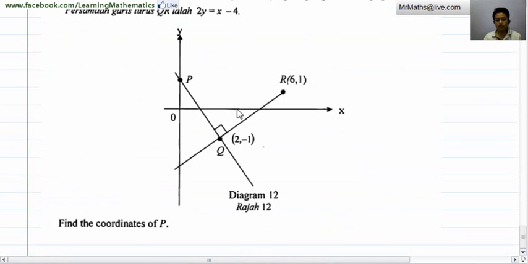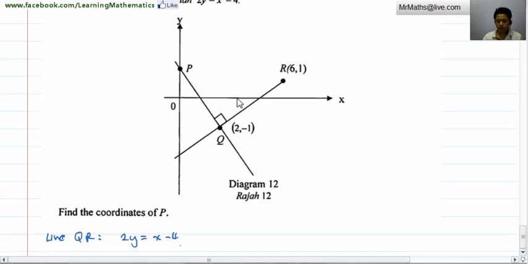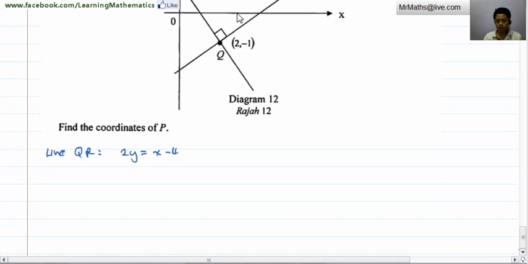So line QR is 2y equals x minus 4. Then this is actually y equals half x minus 2, because we just divide everything by 2, so that I can leave only a single y on the left hand side of the equation. Which means that the gradient is half.